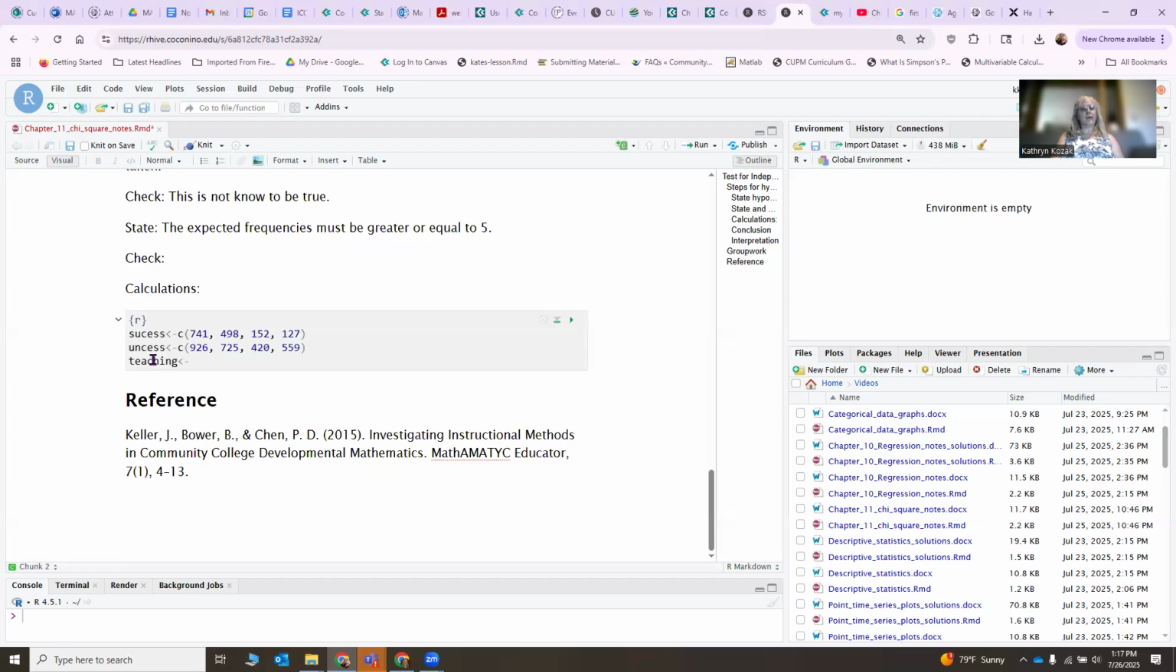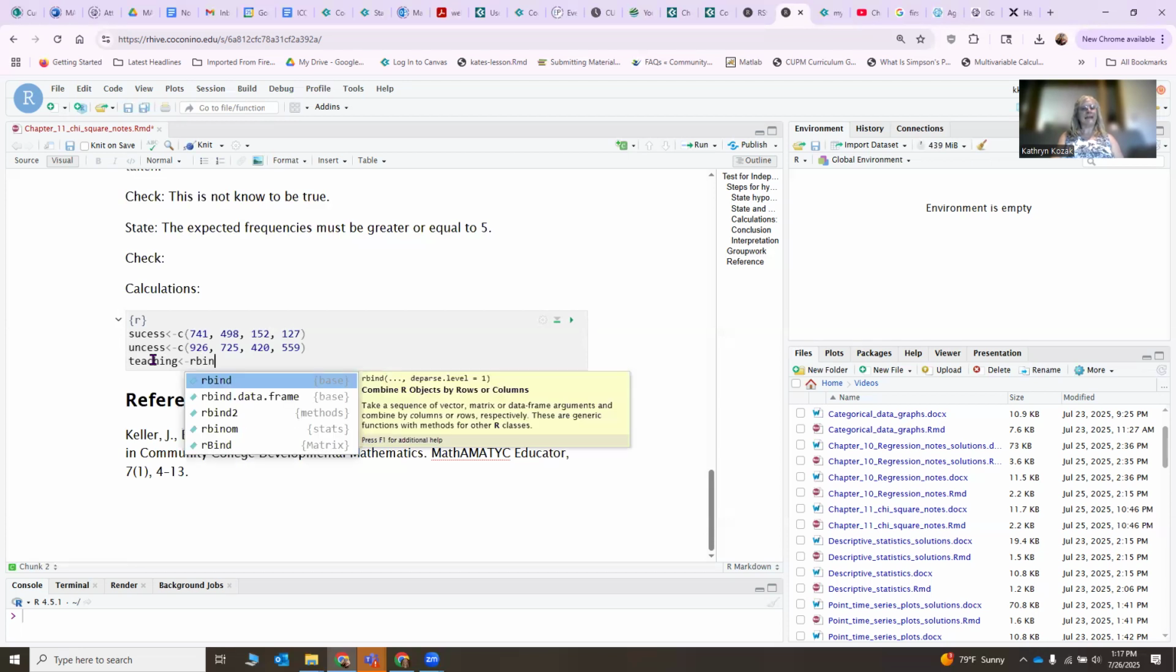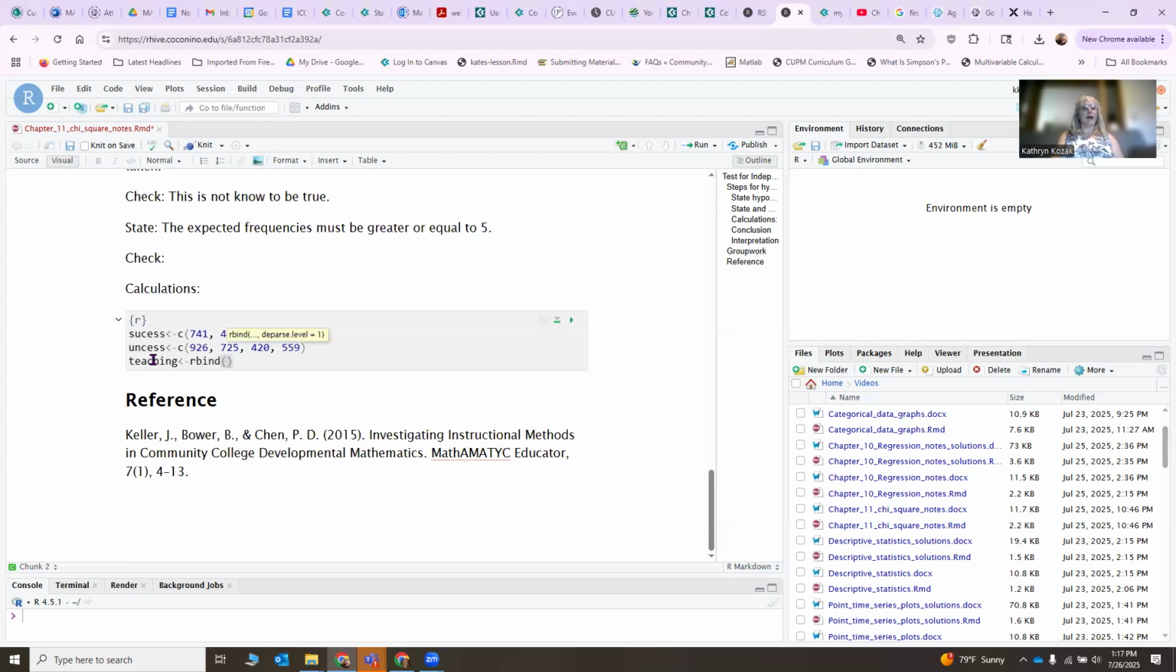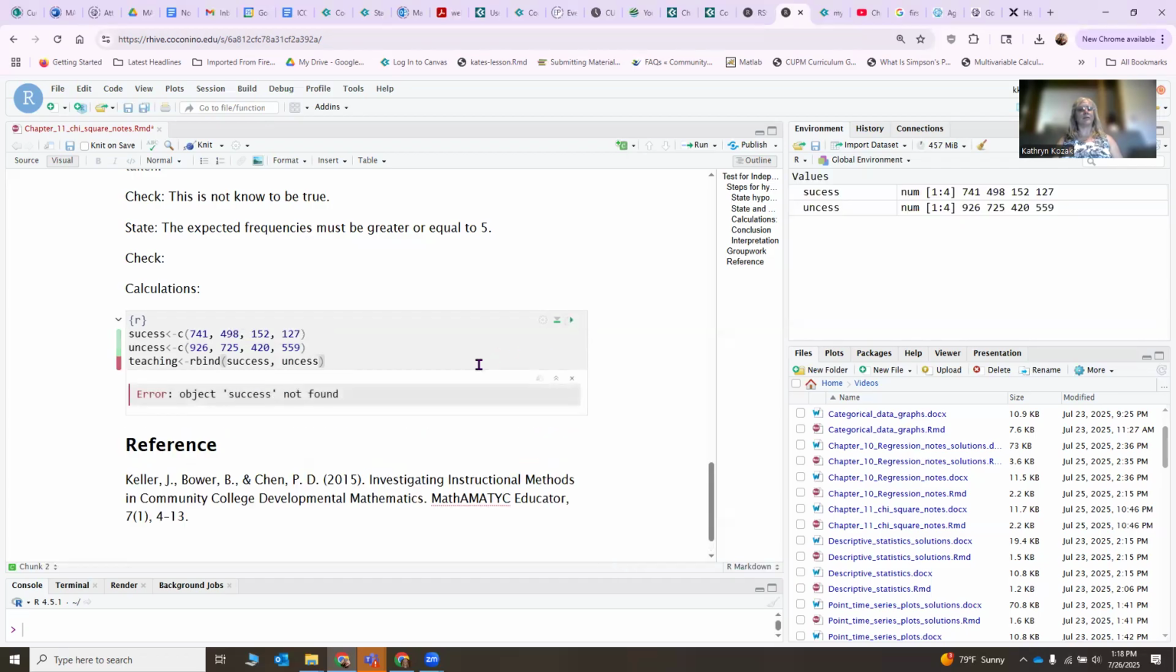And I want that teaching data frame or contingency table that I'm going to create to be rbind. I'm binding, and again, you can start typing it. And I wanted to bind the row success. And I wanted to bind the row unsuccess. I realize that's not really a word, but that's okay.